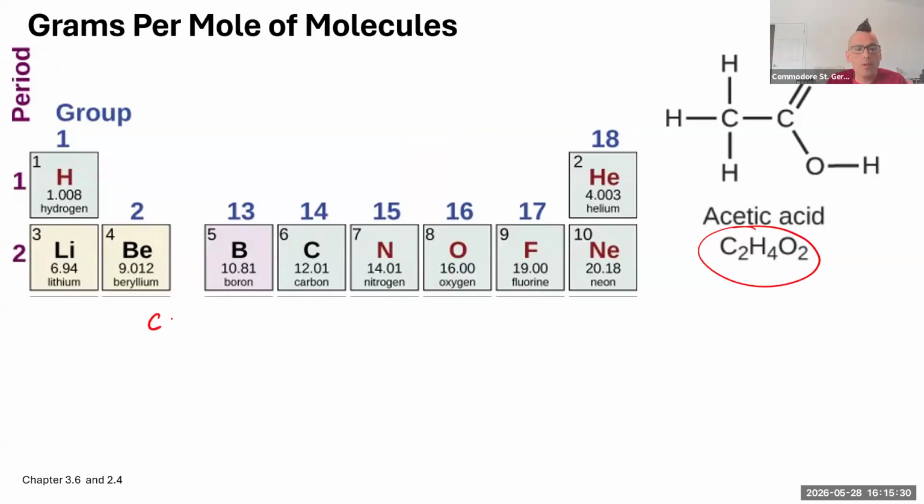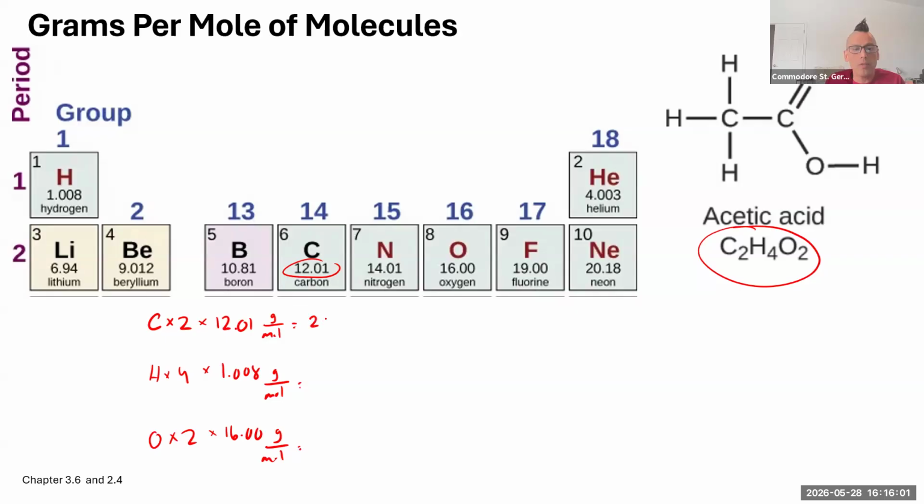There's going to be carbon. There are two of them, and it's going to be 12.01 here, grams per mole. We have hydrogen times 4 times 1.008 grams per mole. And we have oxygen times 2, 16.00 grams per mole. Let's do the math here.